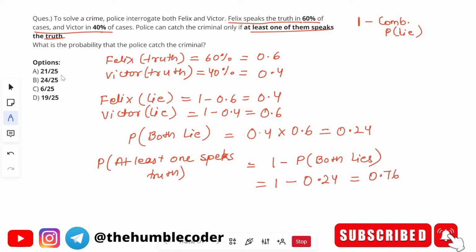Now we do not have the options in decimals, so we will convert this to what? Fractions. So 76 by 100. Now we will cut it off. So you can cut it off, and then the final will be 19 by 25. Okay, so the correct answer is going to be 19 by 25, which is option number D for this question. Hope you have understood it.